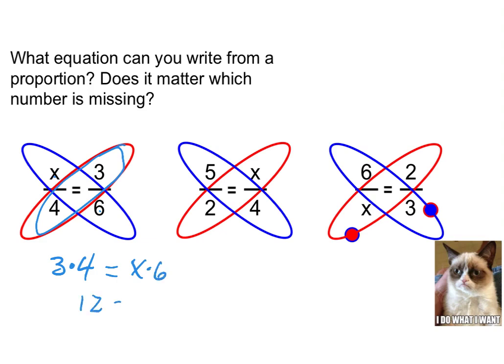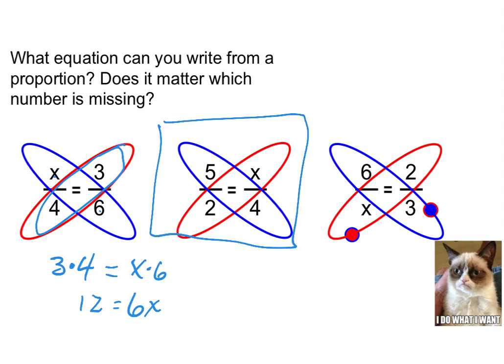So 12 should be equal to 6x. We'll solve this in the next step. What equation can you write for the second proportion? What are the cross products?